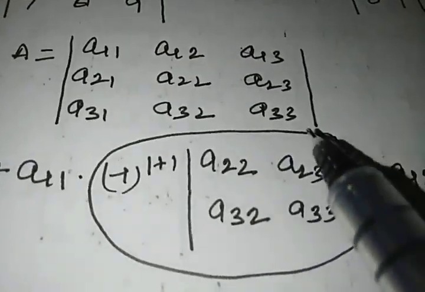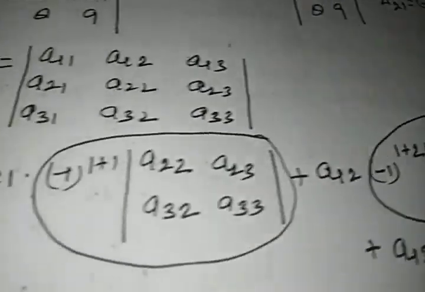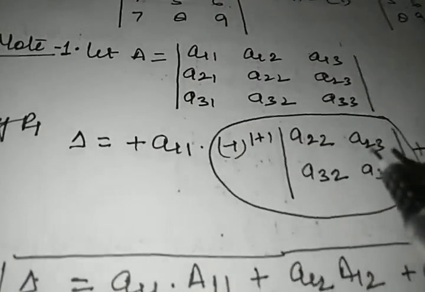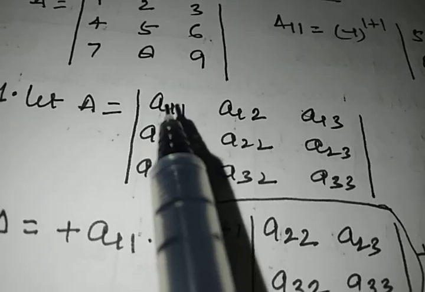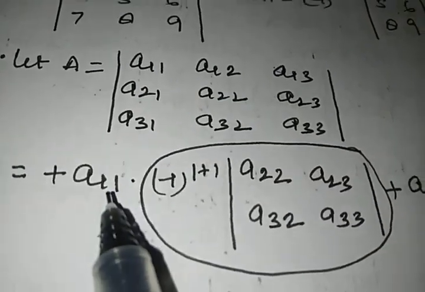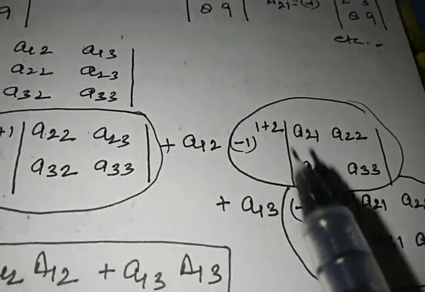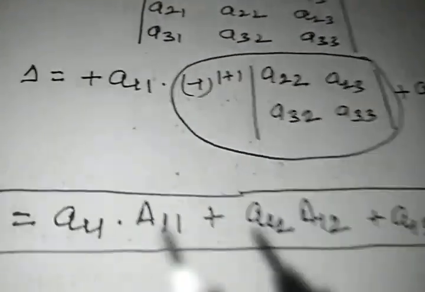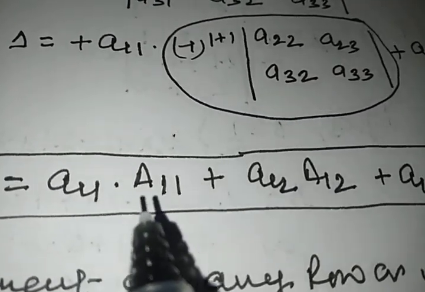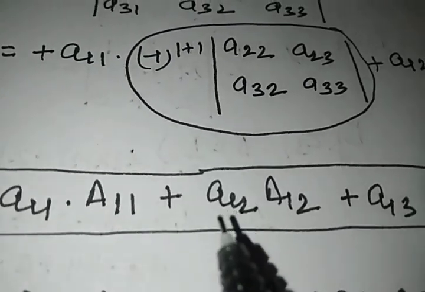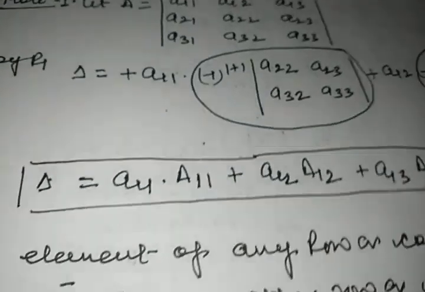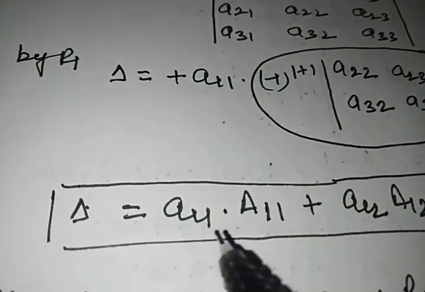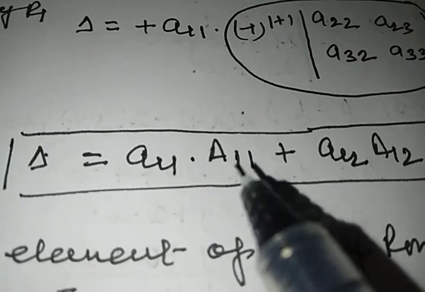So now see, what is this I have encircled? These are nothing but the cofactors. Cofactor of this, cofactor of this, cofactor of this. So this can be written as A11 into capital A11, A12 into capital A12, A13 into capital A13, right? So these are the elements multiplied by their cofactors of any row or column.